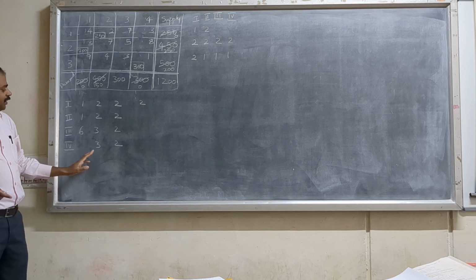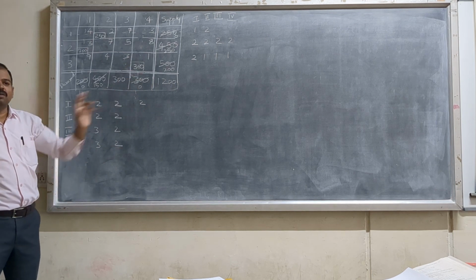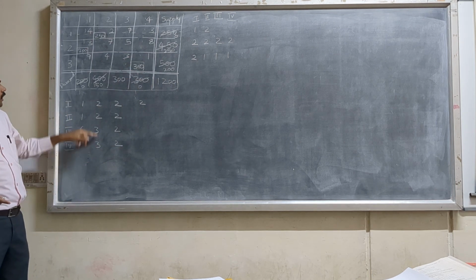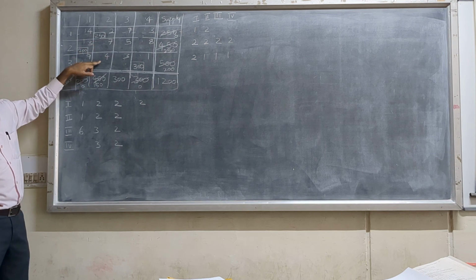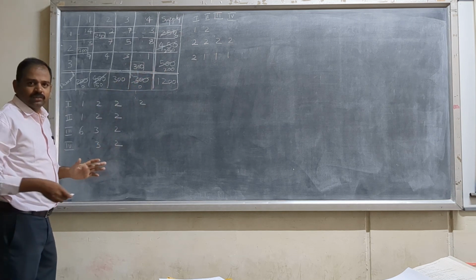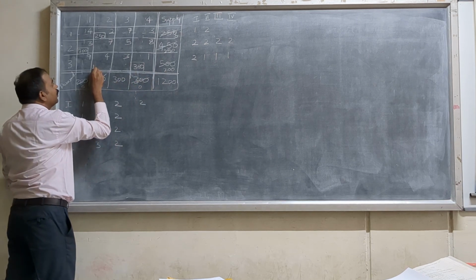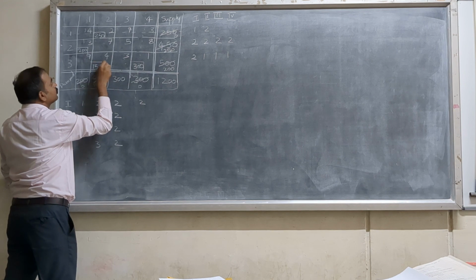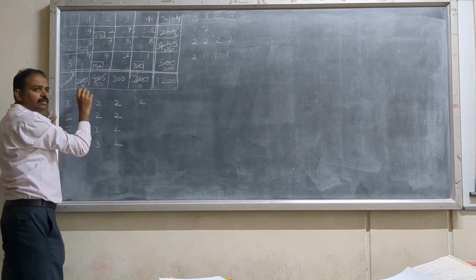Understood? So here now this is 3, 2, 2 and 1. The highest penalty is 3 and the least cost is 4. So 150 and 200, which is the least? 150. So I will allocate 150 here. Correct?